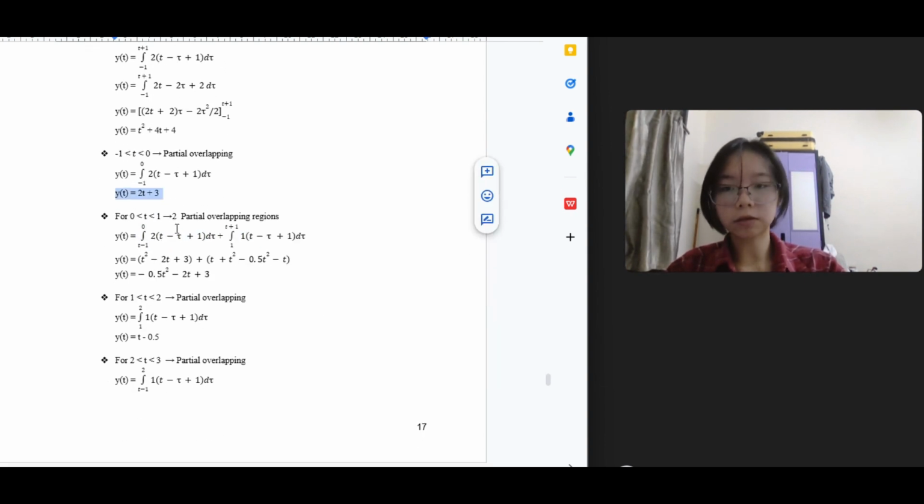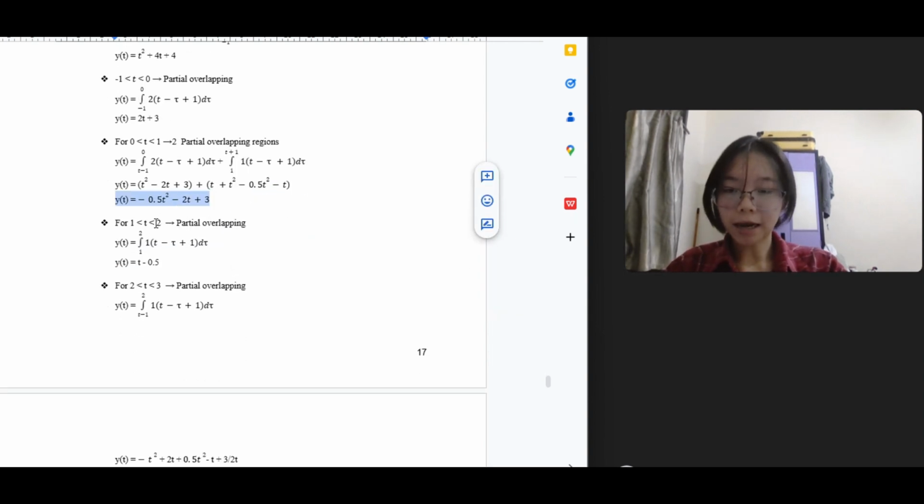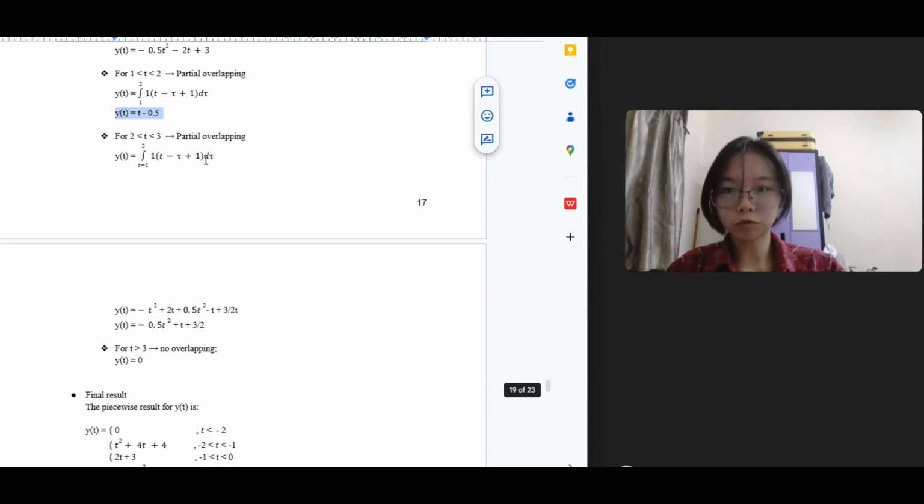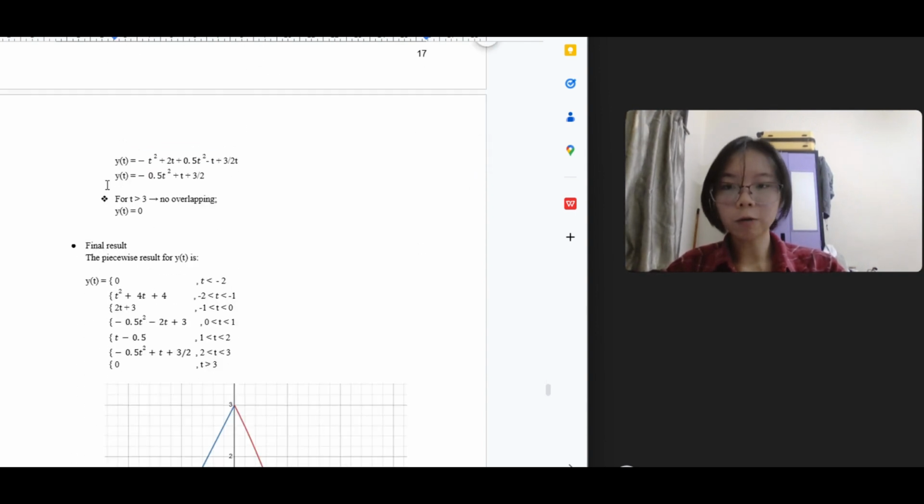And for 0 to 1, there are two partial overlapping regions. So we have two integrations over here, which equal the two overlap regions, and we get y(t) equal to this equation, a parabola. And for 1 to 2, in the time interval, there's partial overlapping, so y(t) is equal to this formula. For 2 to 3, also partial overlapping, one integral, and we get y(t) equal to this equation. And for t larger than 3, there's no overlapping between g and h. That's why y is equal to 0.